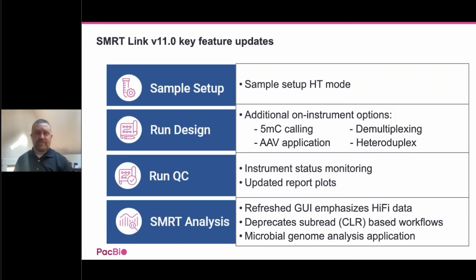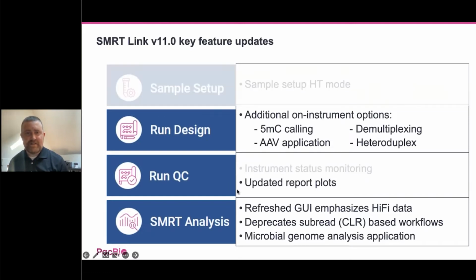So these are the main things that you have in SMRT Link. Some of the key features have changed for V11. I won't go over these today because they're more for the wet lab, and this is a bioinformatics-focused series. But sample setup has a new high throughput mode, the run design has new options, there are new run QC plots, and SMRT Analysis has changed a bit. Like I said, I'll go through most of this and just skip a little bit of the wet lab parts.